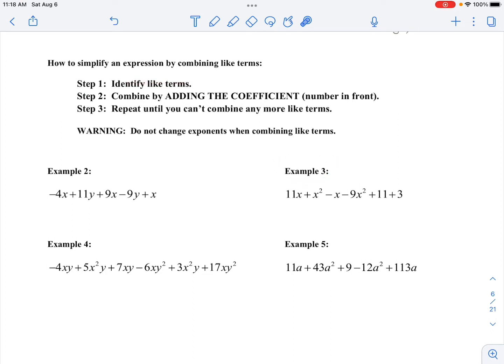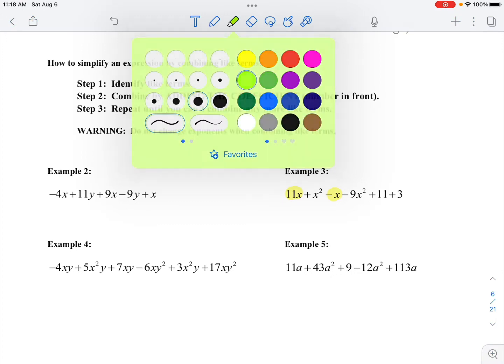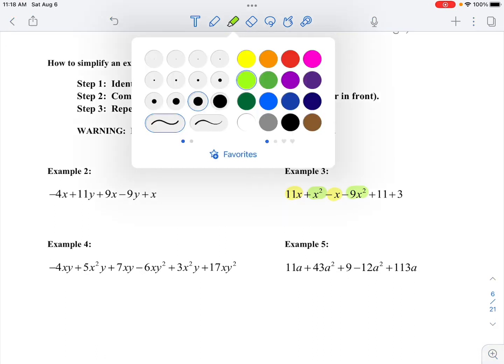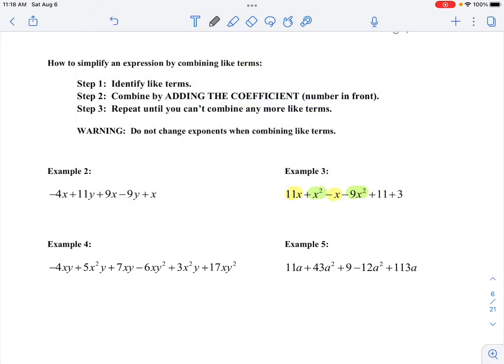So if I look right here at example 3, here's an x squared. Those are different, but here's another x. So this and this happen to be the same. And I like to use highlighters when I'm talking about like terms. And I'm noticing that I have another pair of like terms. This is x squared and this is another x squared. So those are the same. And I also have some just whole numbers, 11 and 3. Those are obviously like terms, so I can combine those to make 14.